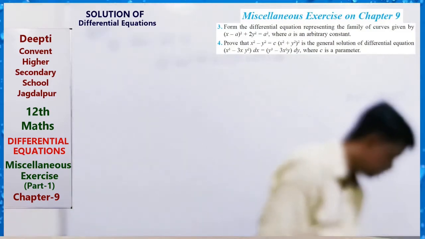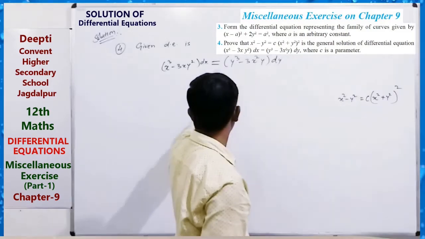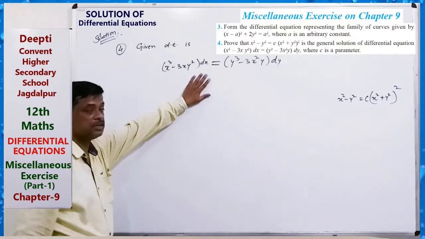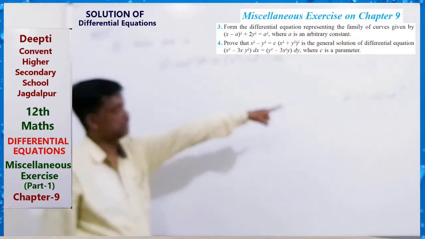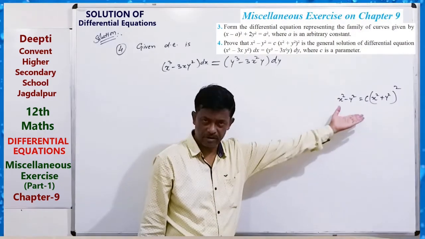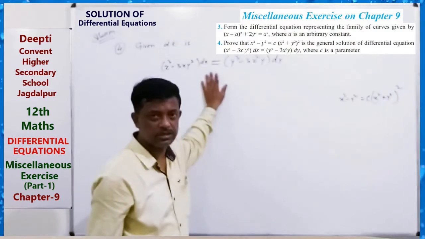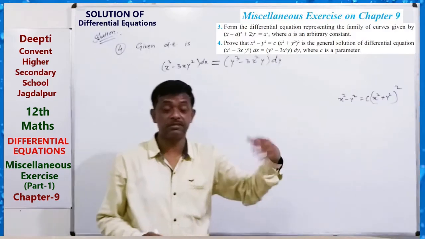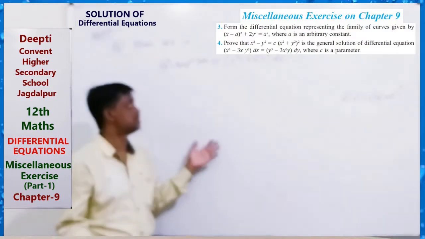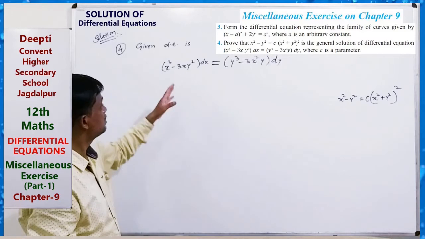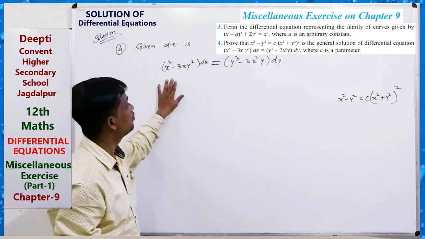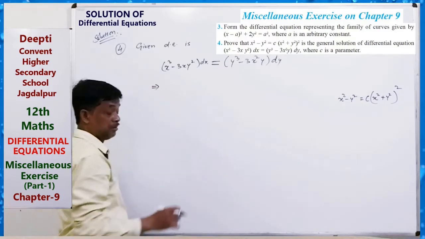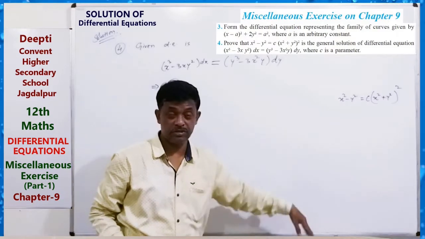Clear? y cube minus 3x square y, x cube minus 3x y square. This is a differential equation and we have to prove this is the general solution of it, where C is a parameter and arbitrary constant. Because this is a first order differential equation, we just have to solve it. Now there are three methods: variable separable form, homogeneous differential equation and linear differential equation. So we can see that it is not variable separable. I will solve it very shortly, so see very carefully.